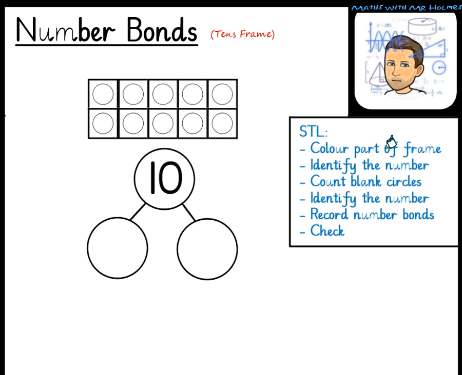This time, we'll colour part of the frame, but choose a different amount. We'll identify the number. Let's dot them to check. 1, 2, 3, 4, and write it in our whole part model. Next, we want to count the blank circles. 1, 2, 3, 4, 5, 6. To identify the number and write it in our whole part model.